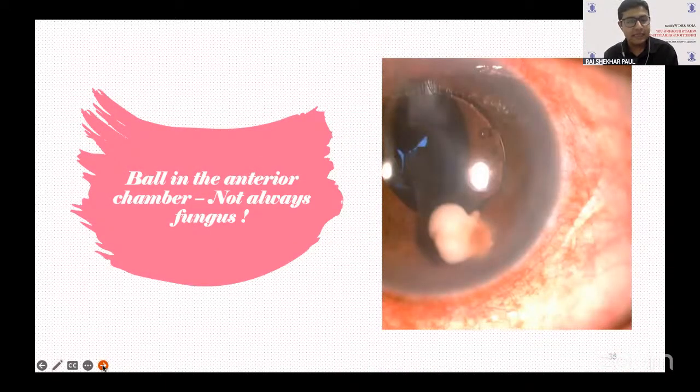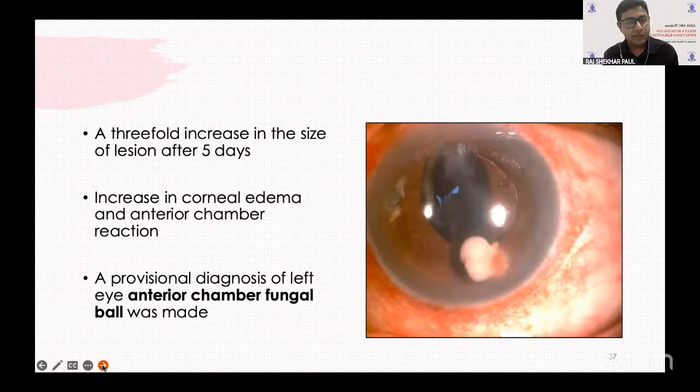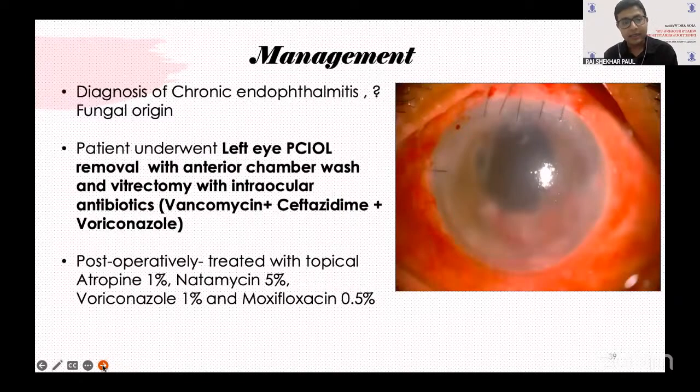Coming to the next case: ball in the anterior chamber, not always fungus. This is a 72-year-old female who had undergone cataract surgery 6 months back, and she came with a 0.5 by 0.5 mm ball-like structure over the iris surface. It increased threefold within 5 days, and a provisional diagnosis of anterior chamber fungal ball was made. We did an ultrasound where we found moderately reflective dot and clump echoes in the vitreous. A diagnosis of chronic endophthalmitis of fungal origin was made.